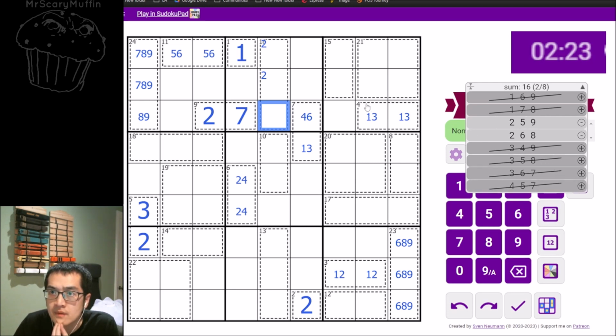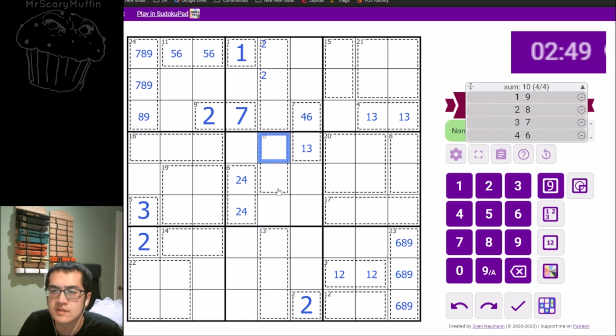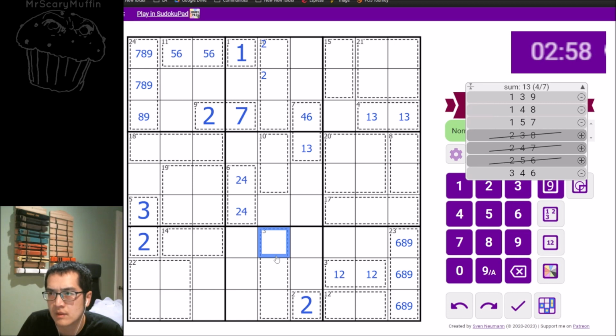Okay. So the 5, 6 is going to be in here somewhere. And then it's going to be an 8 or 9 somewhere else. This 13 cannot use any of these 2's. Okay. What else do we have to work with? This 10 cannot use the 2, so it's going to be a 1, 9 or a 3, 7. Is that a problem here? 1, 9, 3, 7. 3, 7 will still leave 1, 4, 8.